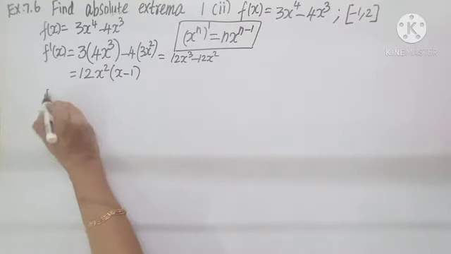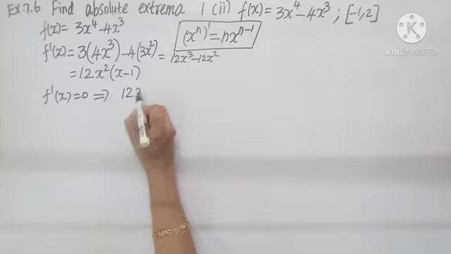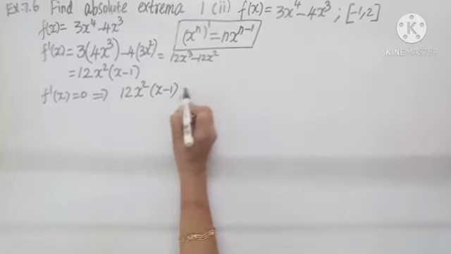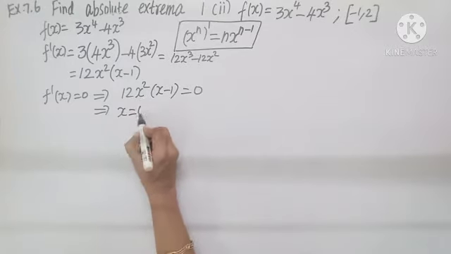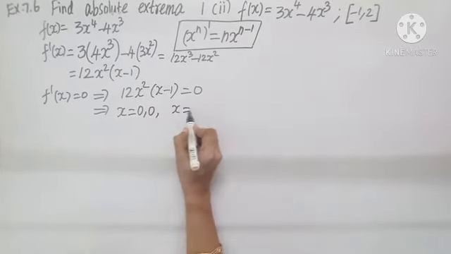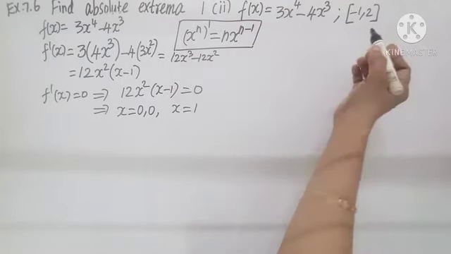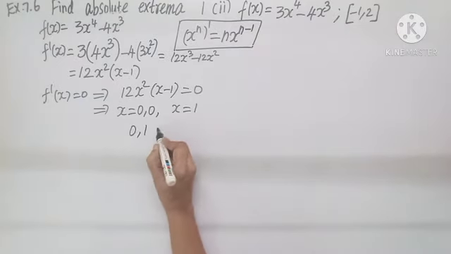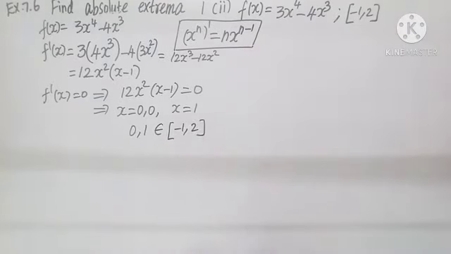My question is to put f dash of x equal to 0. 12x square into x minus 1 equals 0 gives me x is equal to 0. Whenever it is square, put 0 2 times. x is equal to 1. Check whether these values belong to the interval. 0, 1 belong to the interval minus 1, 2.